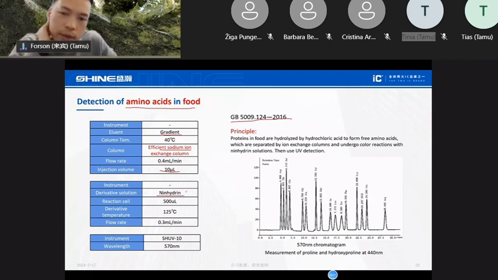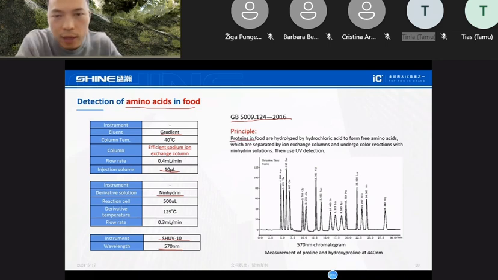And derivatization is also not one. Derivatization is only here, but they usually use gradient and use different reagents inside. They will use A, B, C, and gradient like that, and they detect at the wavelength 570. The principle is here.